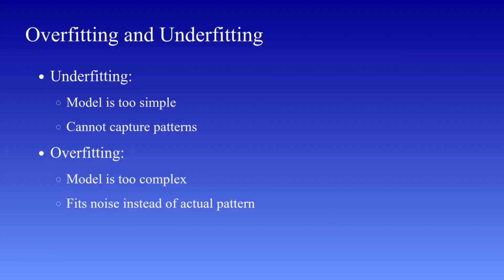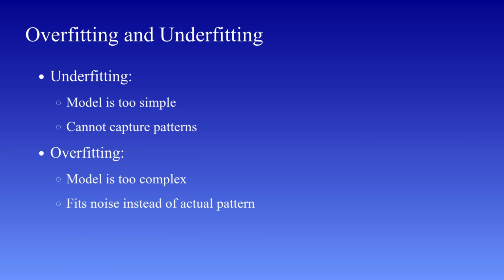Now let's discuss a very important concept in machine learning, overfitting and underfitting. When we build a regression model, our goal is not just to fit the training data, but to perform well on new, unseen data. However, sometimes models fail to achieve this balance, leading to two common problems, underfitting and overfitting.